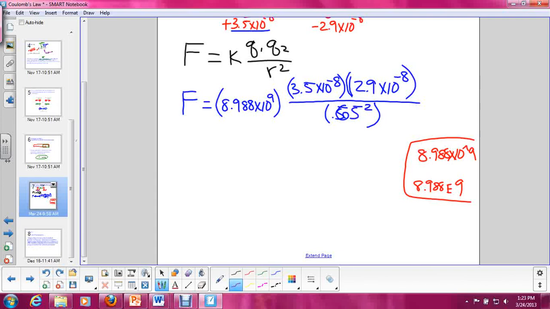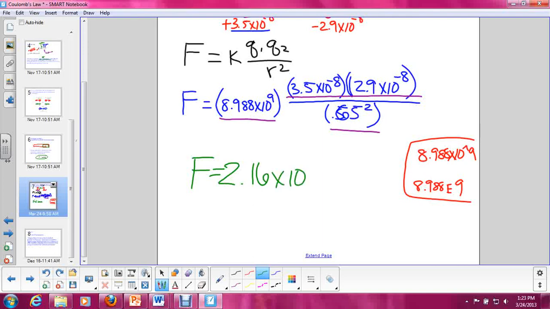So the way to go about this is to first multiply these two numbers together and then divide them by 0.65 squared and then multiply by k. So do the charges, divide by the square of the distance, times the constant. And when you do this out in your calculator, you should get this number for F: 2.16 times 10 to the minus 5. And this is a force. It's electrical force, which you haven't dealt with before, but it's still a force, so the units are newtons.